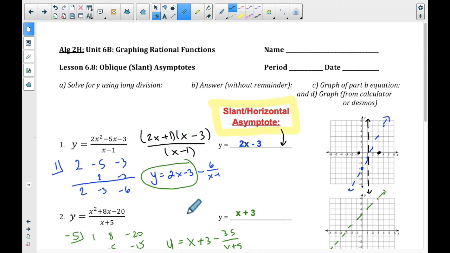Do that on the rest of these. Factor whatever can be factored. If it can't be factored, just leave it. But factor what can be factored. Figure out where your zeros and your asymptotes are.